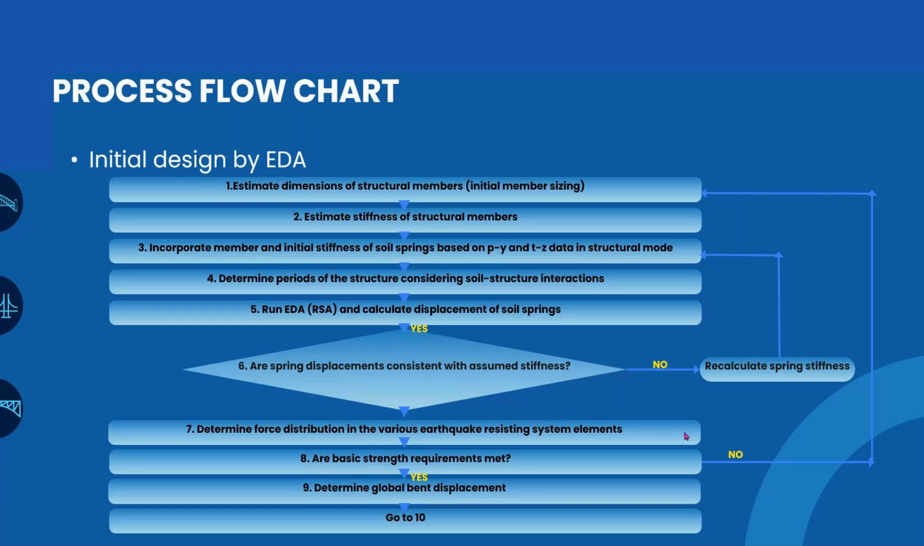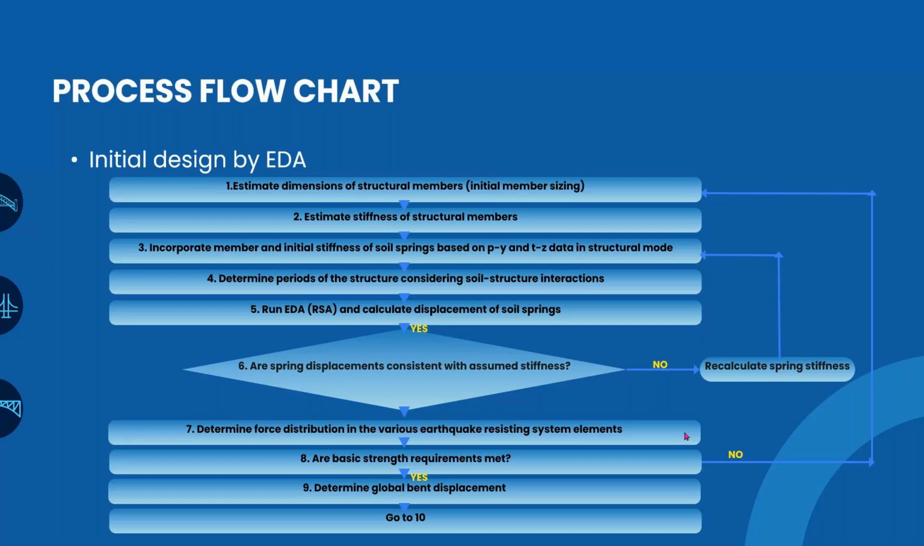to the design of any particular structure. This process flowchart is basically divided into two parts. The first part covers the initial design by EDA, or the response spectrum analysis, we could say, and the second part considers the performance demonstration and capacity design.